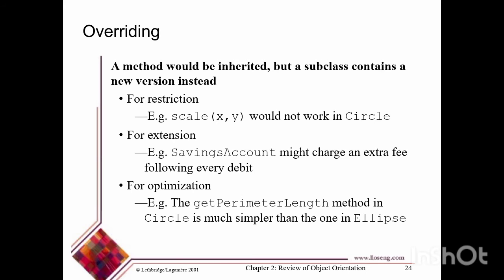If we have the same method in the super and base classes, which one is effective? The recent class method will work effectively. A method would be inherited, but a subclass contains a new version instead. For restriction, scale x y would not work in circle. For extension, a saving account might charge an extra fee following every debit. For optimization, for example, the perimeter length method in circle is much simpler than the one in ellipse. So here which method will be effective?